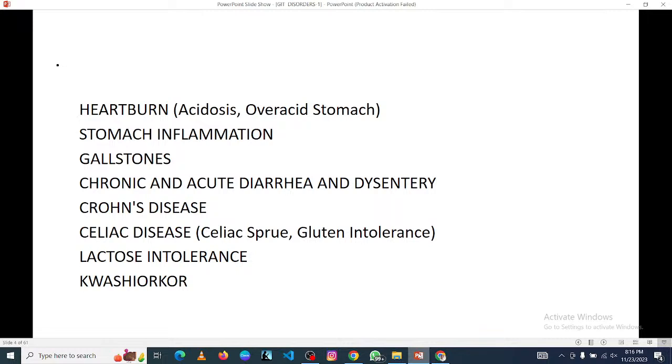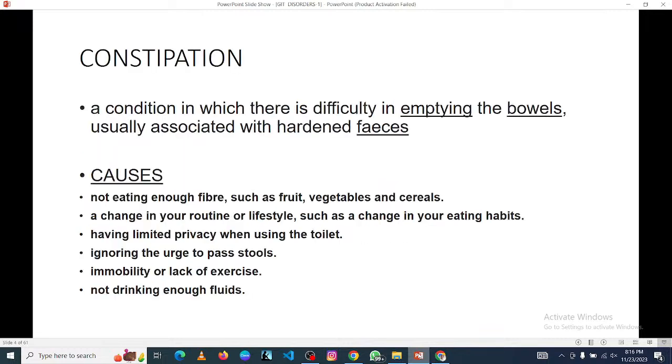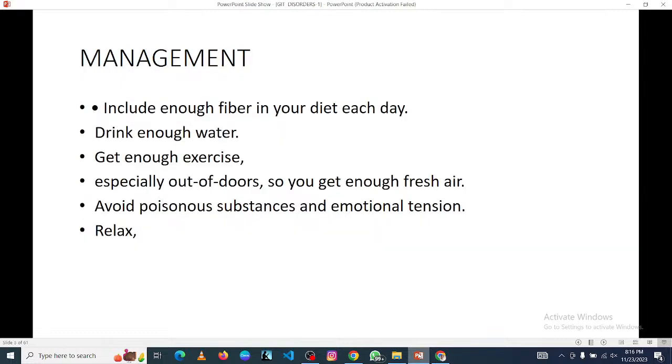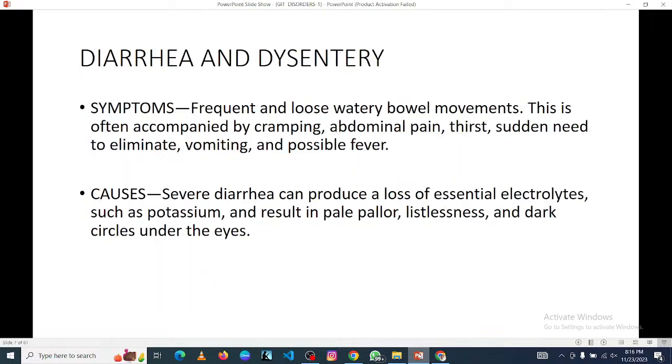which is an autoimmune response. It's actually an allergy towards gluten. We have lactose intolerance, also an allergy towards the particular sugar in milk called lactose. We have kwashiorkor, which is protein deficiency. Probably protein is not being metabolized well in your stomach, or you're just deficient, you're not taking enough protein. Those are some of the GI disorders that we'll look into today. We looked at constipation and everything about constipation.